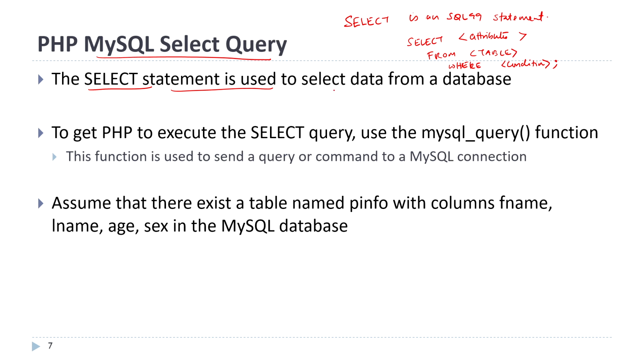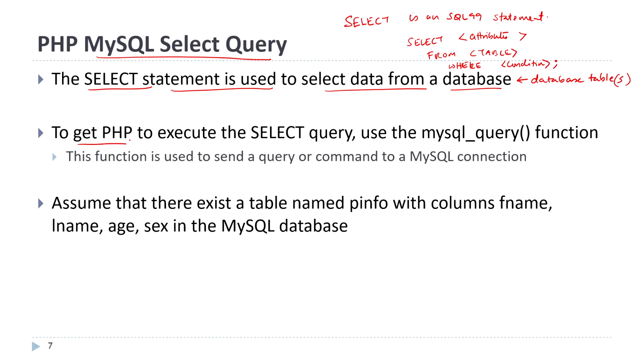So, the select statement we can use to select data from a database. From where in a database? From a database table. Okay. From a specific table you can collect the data. You can even take it from multiple tables, using join and those kinds of things. But how do you do that within a PHP script?